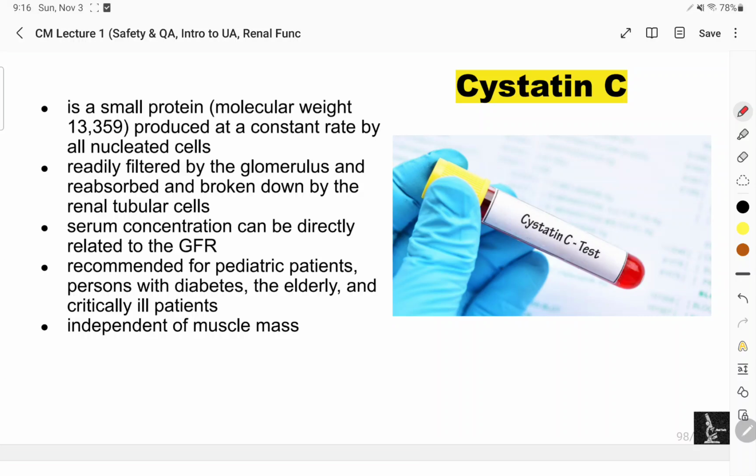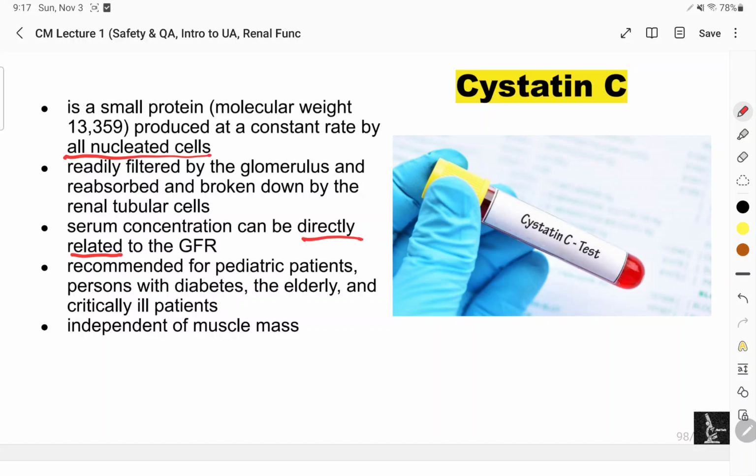Cells with a nucleus produce cystatin C. It is readily filtered by the glomerulus, and it is reabsorbed and broken down by the renal tubular cells. So that is a disadvantage. But the serum concentration can be directly related to the GFR. Okay, so this is nice.